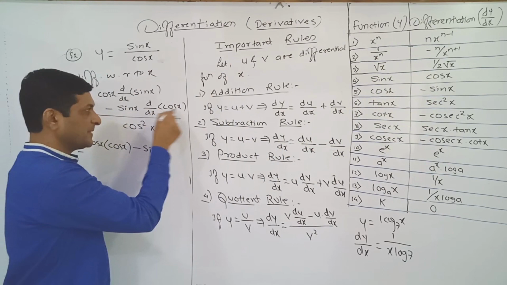Just here, two terms of differentiation are there. The derivative of sin x is cos x and the derivative of cos x is what? Minus sin x. Let us simplify it. Here cos x into cos x, that is cos square x, minus sin x into minus sin x will be plus sin square x, divided by cos square x, keep it as it is. Now the differentiation is completed. How many terms of differentiation are there? Two terms. Now the remaining part is the simplification part.